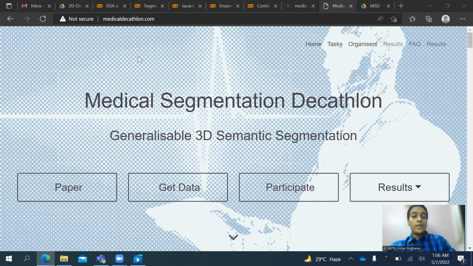We acquired the data from the Medical Segmentation Decathlon. This is a very research-oriented website with many research data sets for multiple organs, not only for pancreas, but for heart, brain, liver, spleen, etc. So we obtained the data set from this particular website.